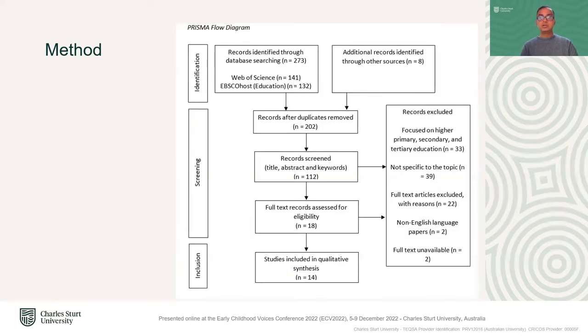We used two databases, Web of Science and EBSCOhost Education, and found a total of 273 articles. After a screening process, finally, we considered 14 articles for the narrative analysis to understand the issues in a holistic manner. We excluded papers or book chapters which did not meet the criteria, such as not related to the topic and focused on higher primary, secondary, or university education, and for other reasons.